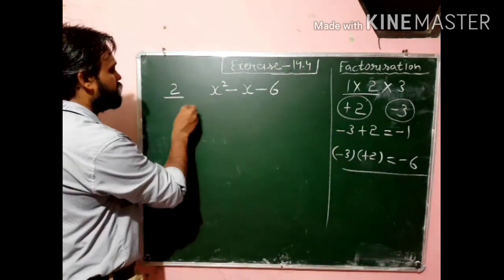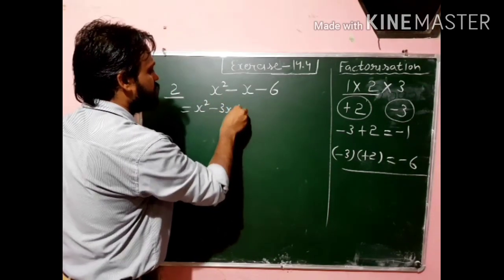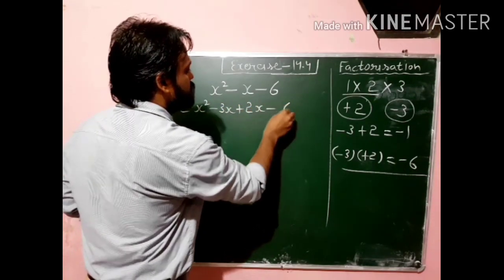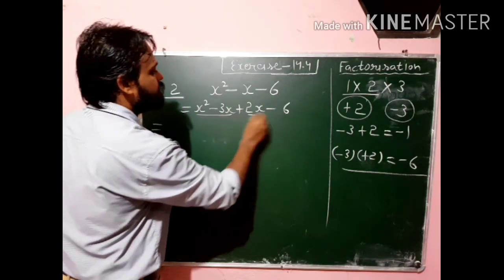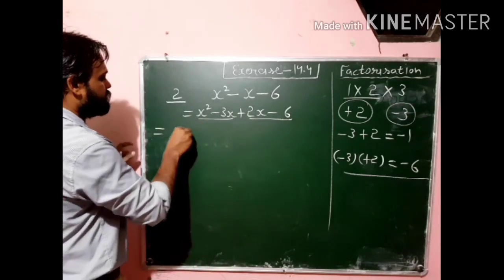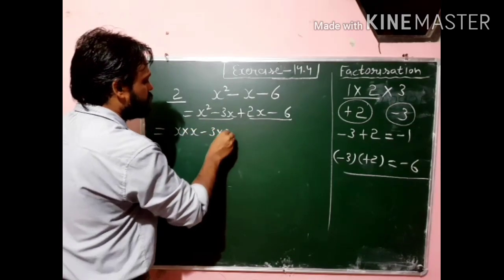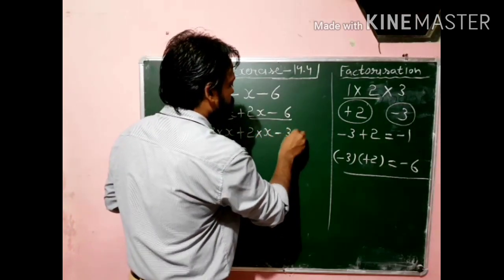So now you can write down here, it will become x square, and of course minus 3x, then plus 2x, and then minus 6. And now you can do the same steps. This is the first group and this is the second group. Then solve these groups separately. Now this will become x into x, then minus 3 into x, and of course plus 2 into x minus 3 to the 6.